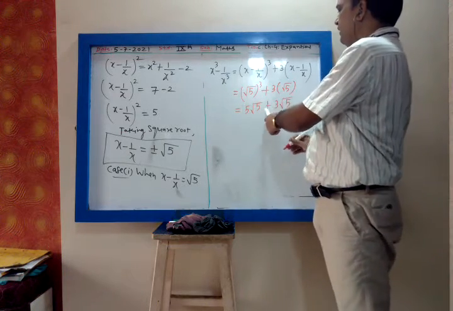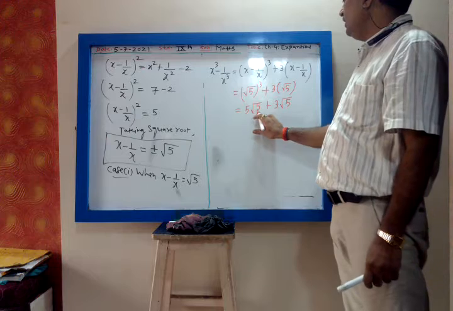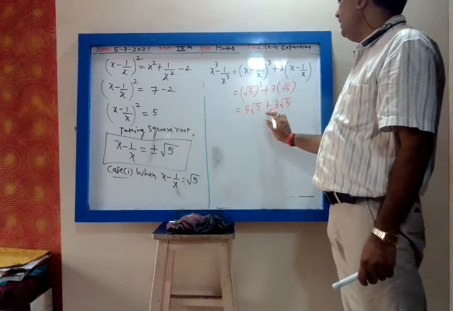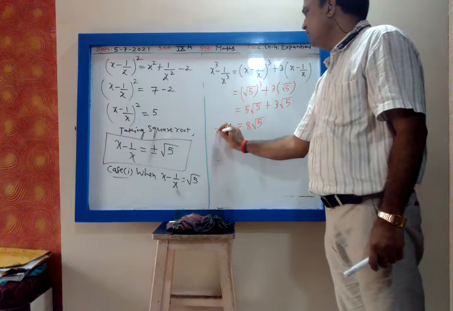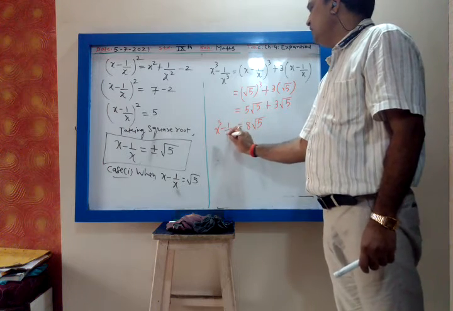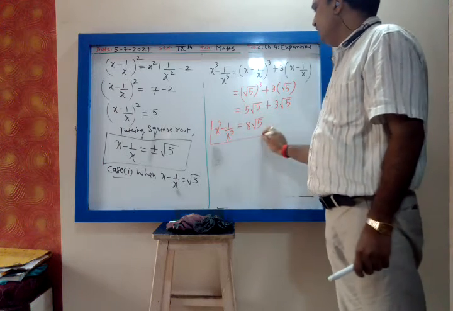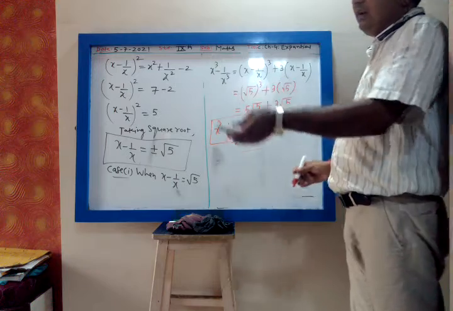5 root 5 plus 3 root 5. Root 5 you can take common. Then what is left? 5 plus 3, 8. So this is 8 root 5. x cube minus 1 upon x cube is 8 root 5. Correct? Now in this I will find that value.